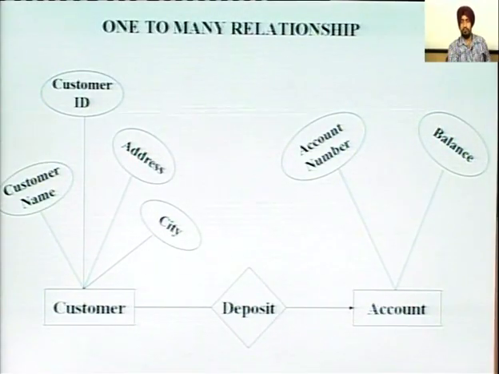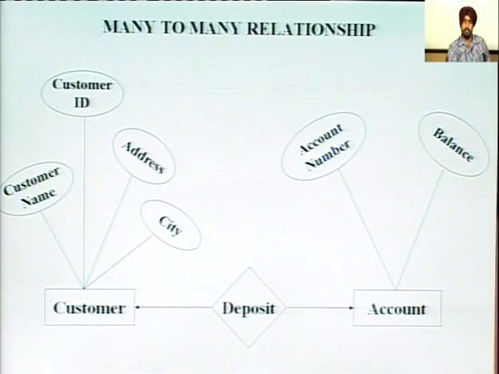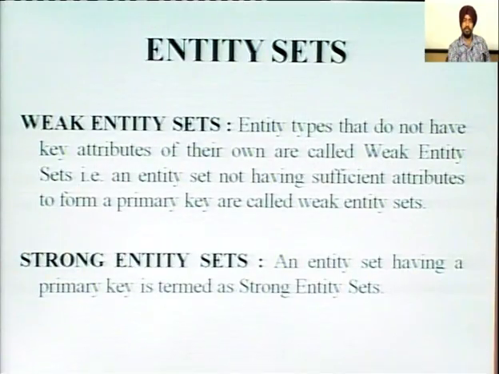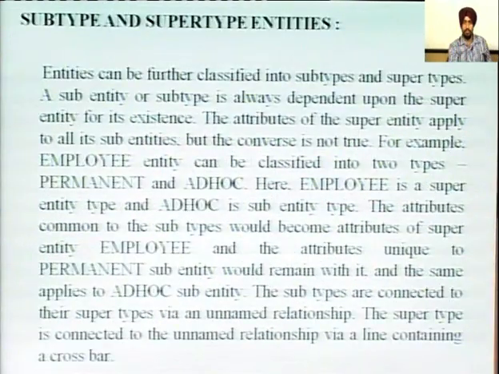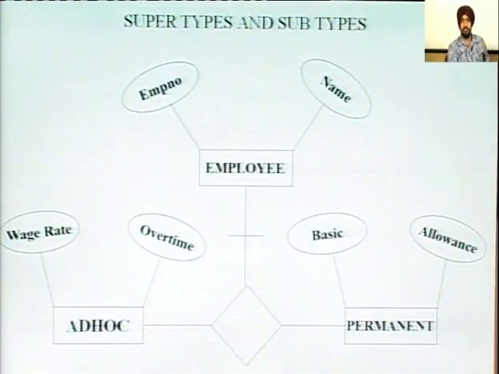This is again an example of an ER diagram: one to one, one to many, many to one relationship, many to many relationship. Then next is the entity set: weak entity set and strong entity set. And this is the supertype and subtype of the entity.